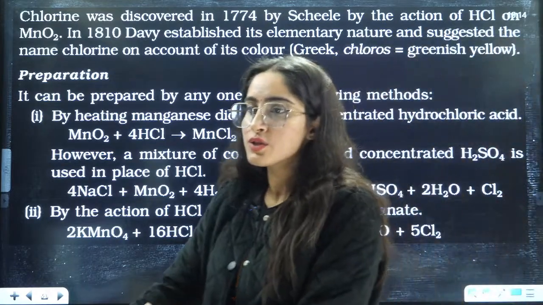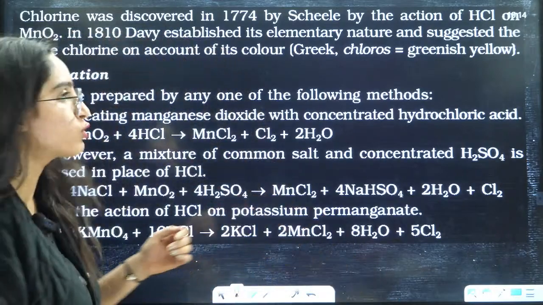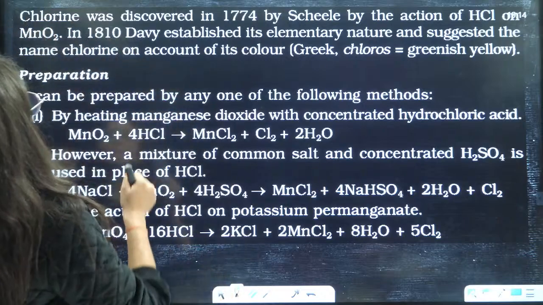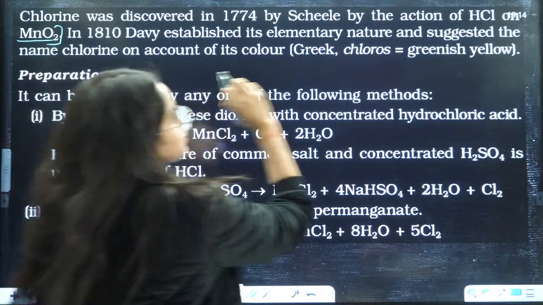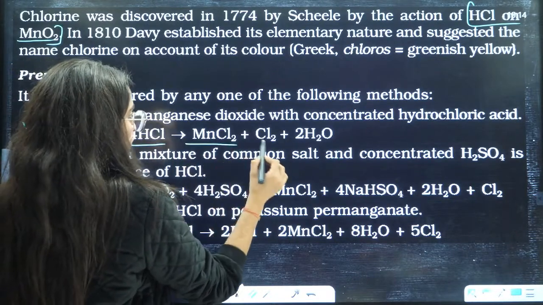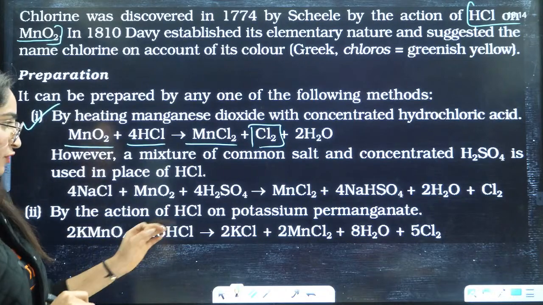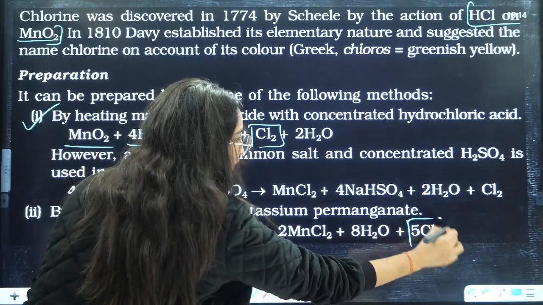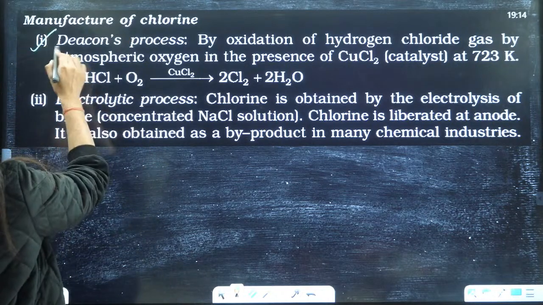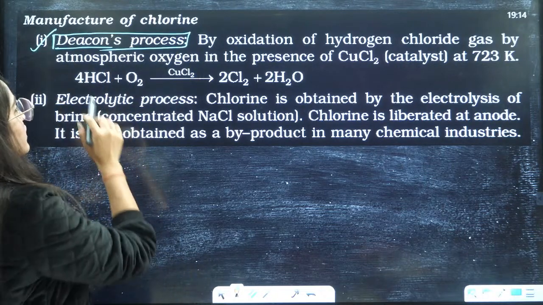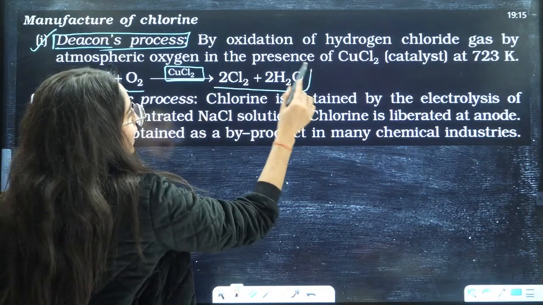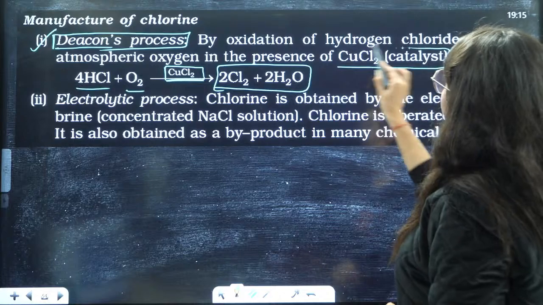Yes. So now let us talk about chlorine. Chlorine was discovered in 1774 by the action of HCl on MnO2, right? And the preparation method is by heating MnO2 with HCl, we get chlorine. Then by the action of HCl on potassium permanganate, we get chlorine also. Then manufacture of chlorine: you can go through this process once, it is called Deacon's process, where HCl and O2, in the presence of CuCl2, give Cl2 and water, where CuCl2 is acting as a catalyst.